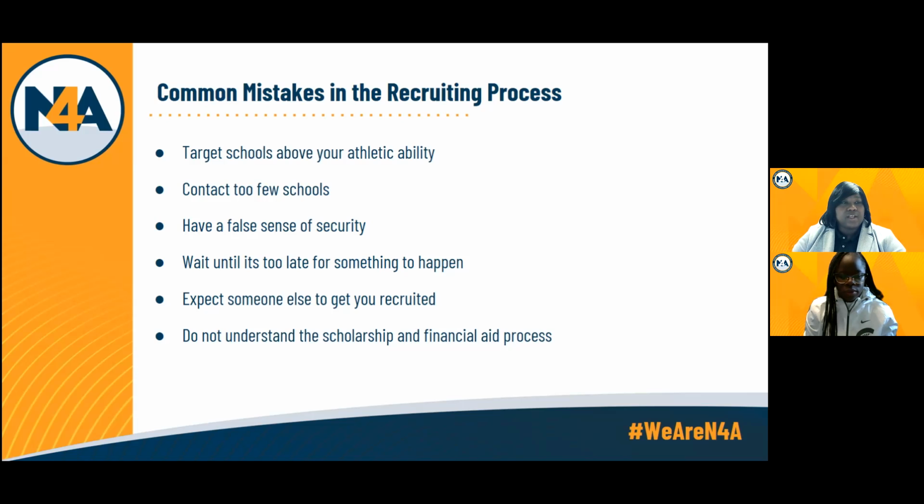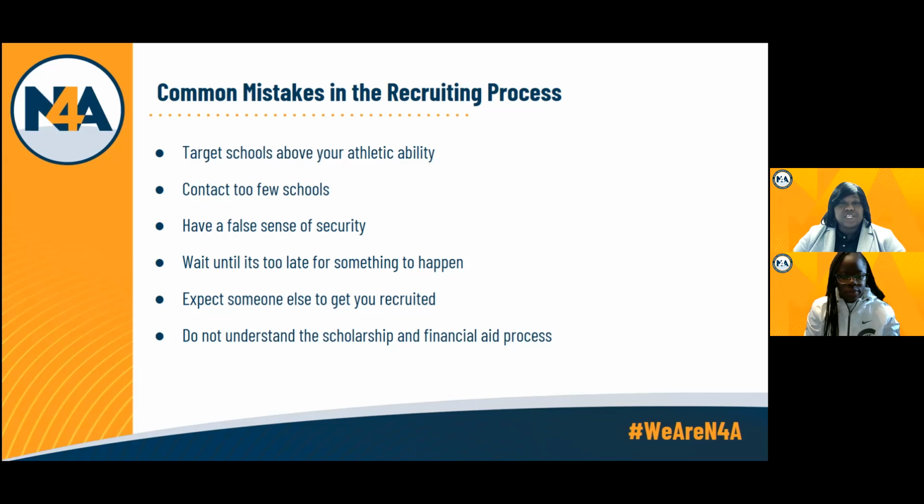Target schools that are above your athletic ability. There are various levels of institutions, large and small. So understanding where you want to be in the process, what does the roster look like there? You contact too few schools. Not throwing out a broad net to see what's available and what's out there to spark your interest.